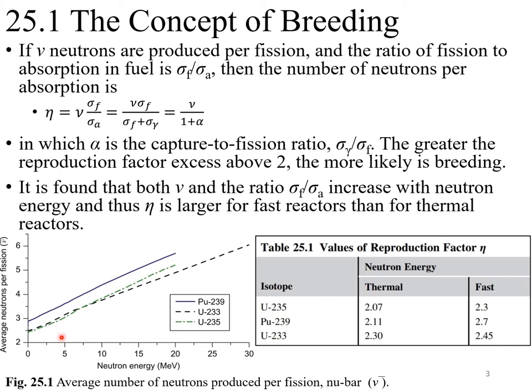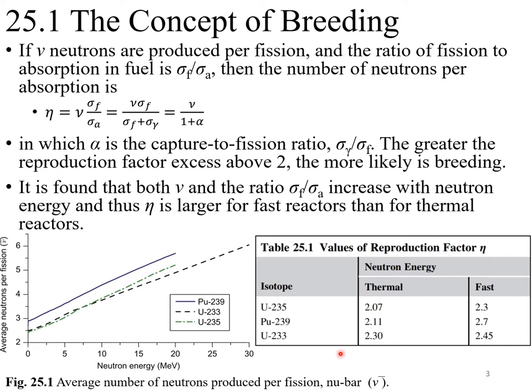This figure graphs the average number of neutrons emitted, mu, as a function of the energy of the neutron inducing the fission. You will see that this mu value is higher with higher neutron energy. It is found that both mu and the ratio sigma F over sigma A increase with neutron energy, and thus eta is larger for fast reactors than for thermal reactors.